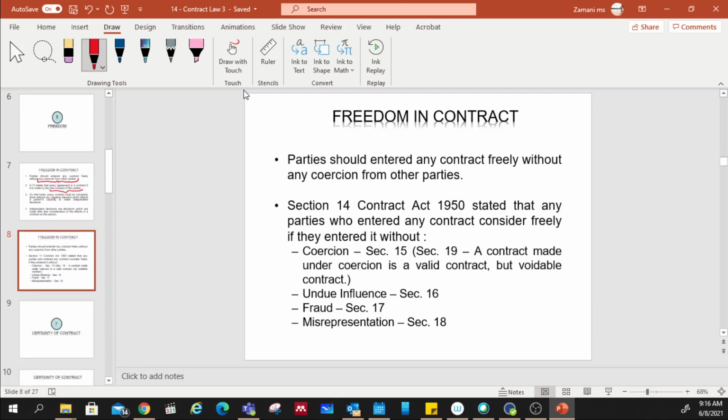Okay, next, the parties should enter any contract freely. You can see that in these sections, any parties who enter any contract consider it free if they enter without these four things. First is force, which is coercion, meaning you're being forced. Second, without undue influence, where nobody influences you. The third one is fraud, cheating, and the last one is misrepresentation. So these are the four of them. This is what makes sure that you entered the contract correctly.